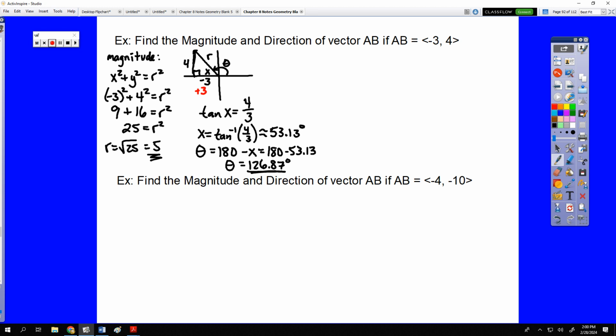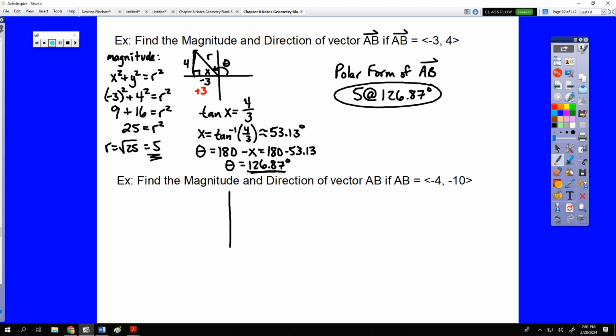So our answer would be that the polar form of AD, the magnitude and direction, and again we've got that vector notation, would be r, which is 5, at theta, which is 126.87 degrees. Okay, if you think you've got it, pause the video and try the next one. You do need to pause the video though, because I'm not going to stop. Okay, we're going to keep going here.